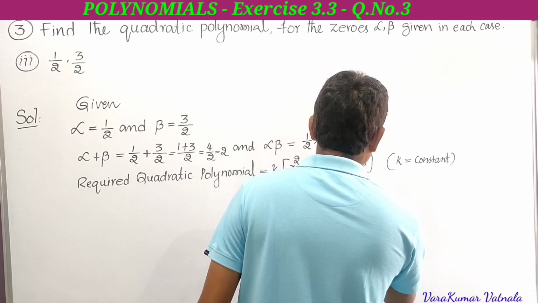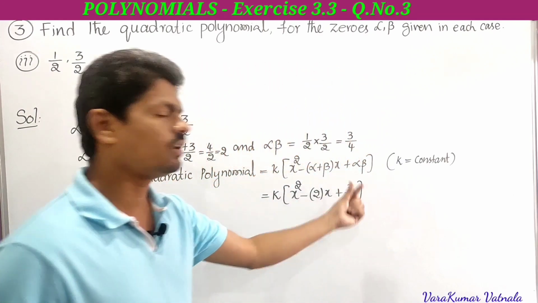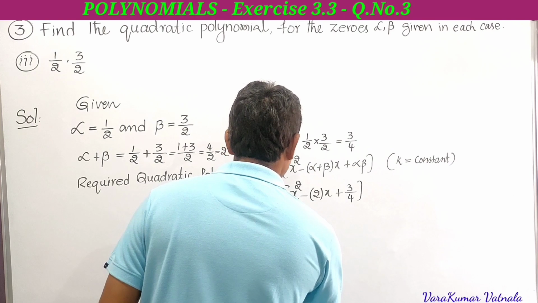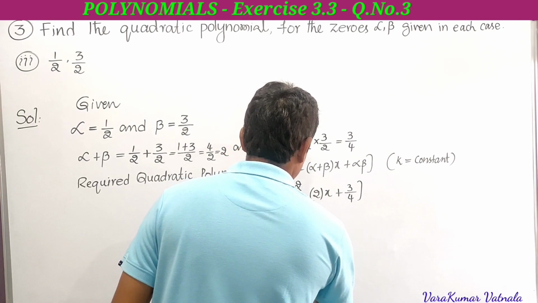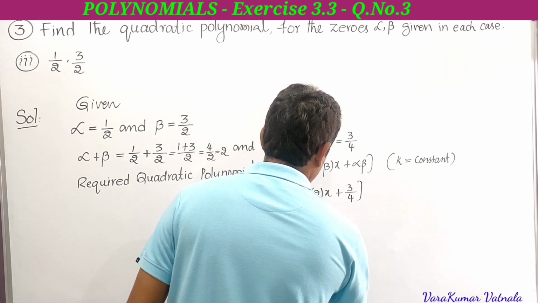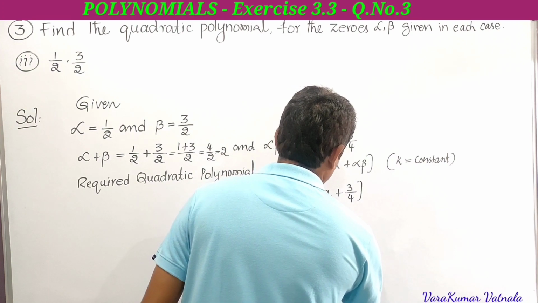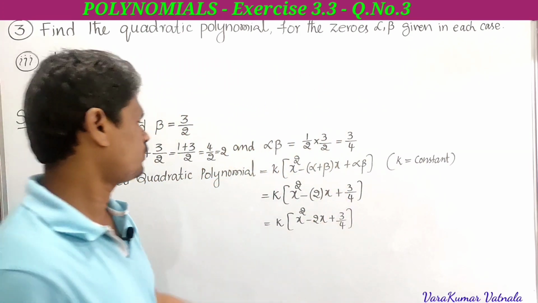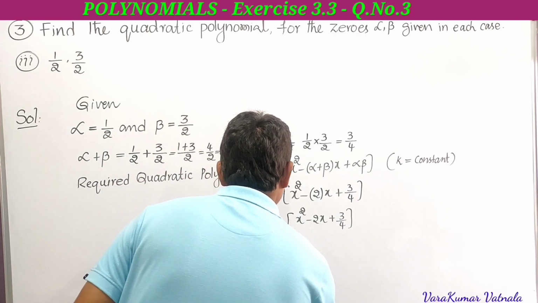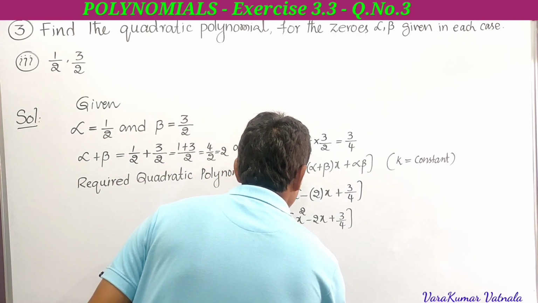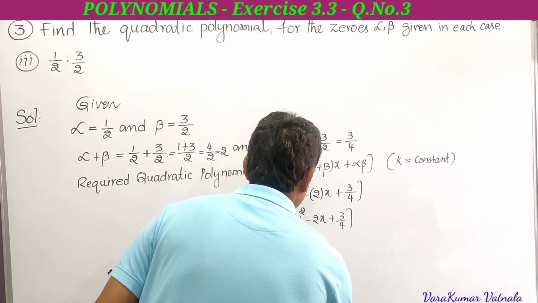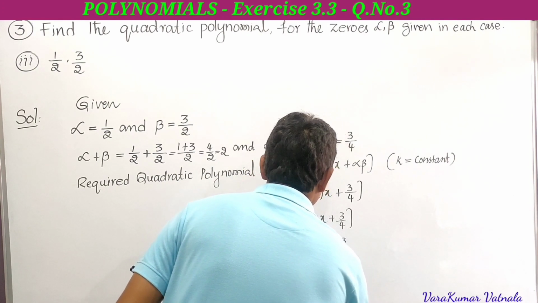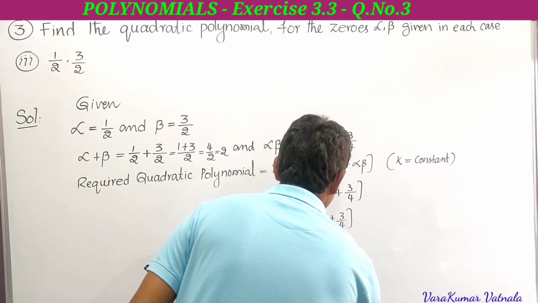So I have substituted alpha plus beta and alpha into beta. Now we have to simplify here: x square minus 2x plus 3 by 4. Find the LCM. Here k into 4 is the LCM. We can get 4x square minus 8x plus 3 divided by 4.